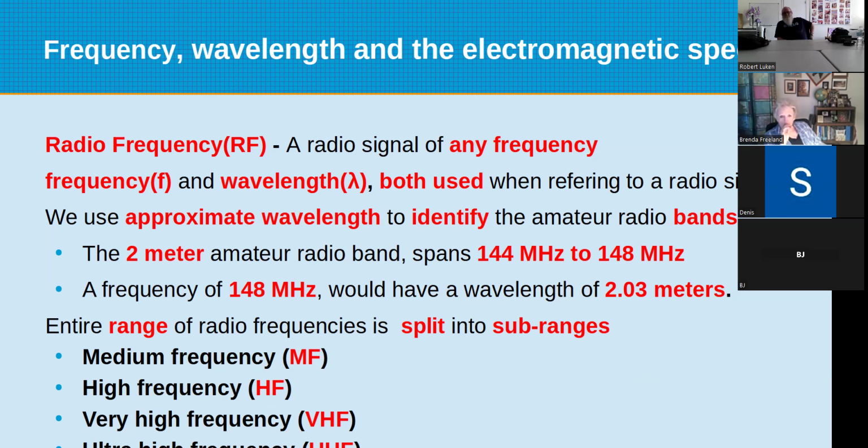If you were to look at the 2-meter band, which you'll be able to use, it goes from 144 megahertz to 148 megahertz. So you've got a 4 megahertz band there. And if you took the middle of it, 146 into your 300, you're going to get 2 point something.